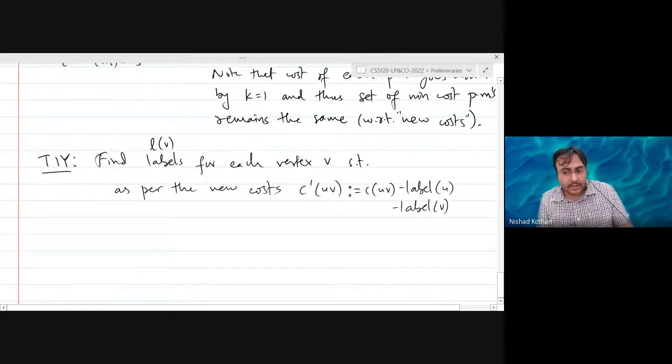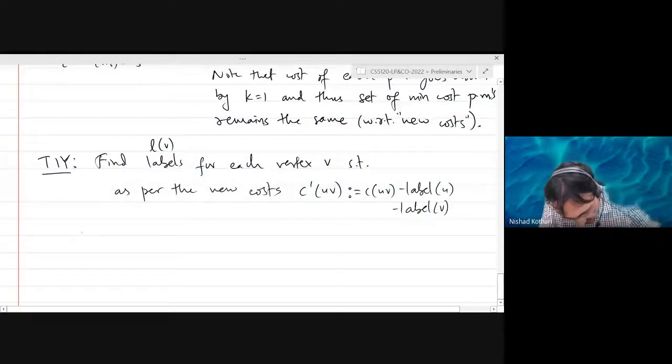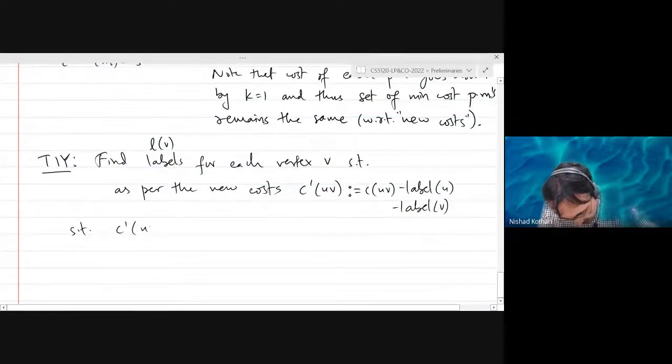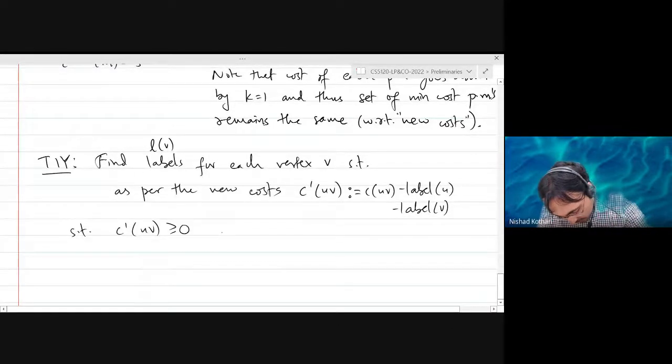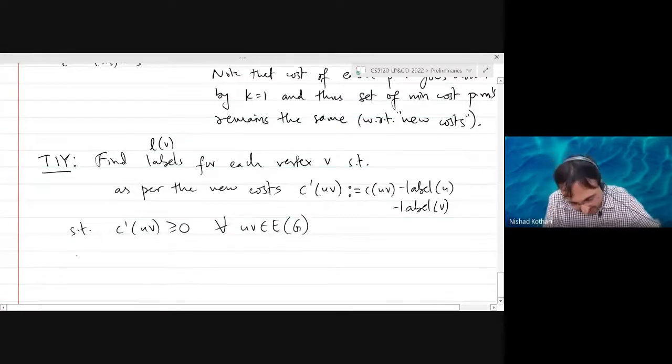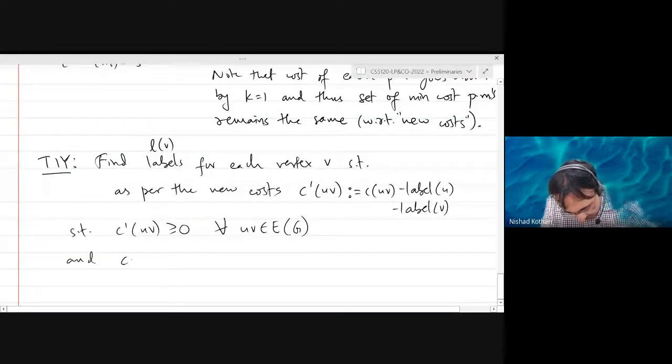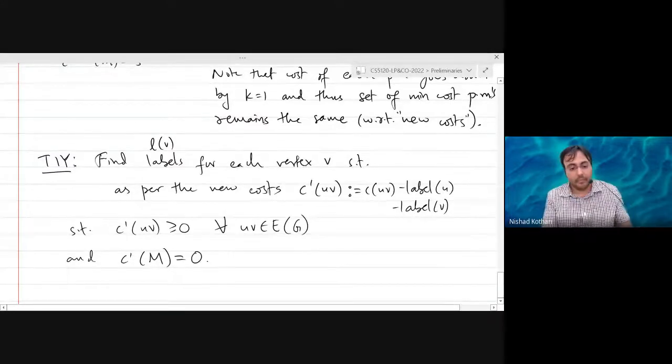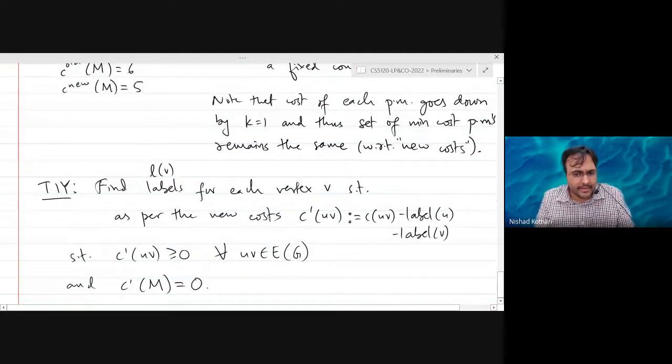And what I want is all of these new costs should be non-negative numbers, and the cost of the perfect matching M should become 0. Such that C prime UV is at least 0 for all UV, and C prime of M is exactly equal to 0, where M is our green perfect matching. Okay, is the idea clear?